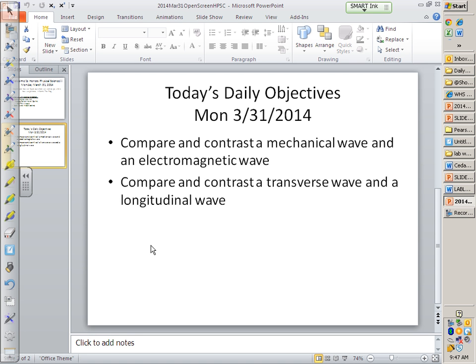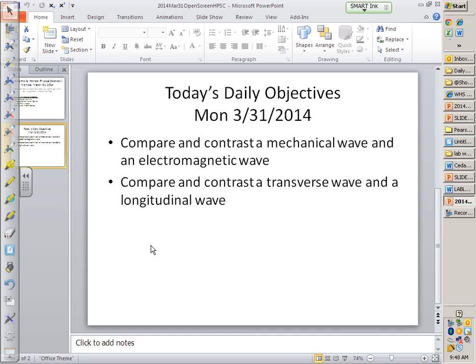All right, the second objective, compare and contrast transverse waves and longitudinal waves. Let's do the comparison first. What makes transverse waves and longitudinal waves similar to one another? They're both mechanical waves, meaning that they both require a medium to travel through. What makes them different? How are they different from one another? In transverse, the particles vibrate perpendicular, while in longitudinal, the particles vibrate parallel.